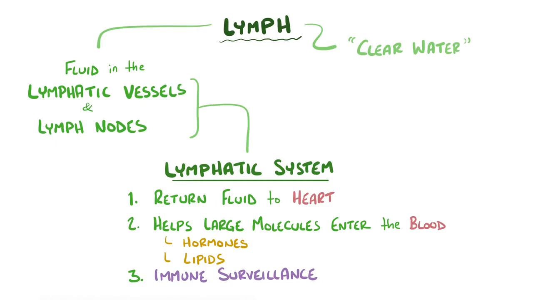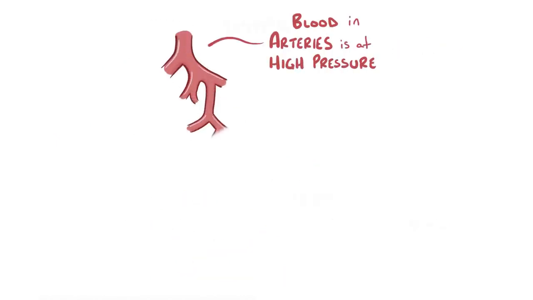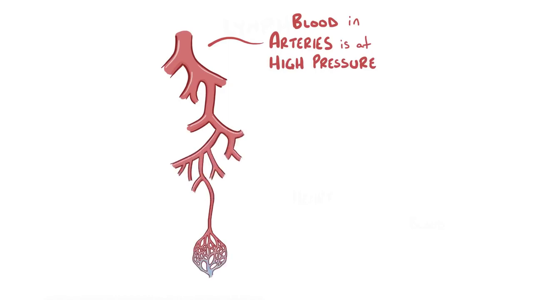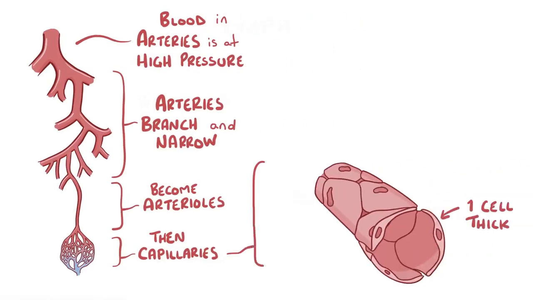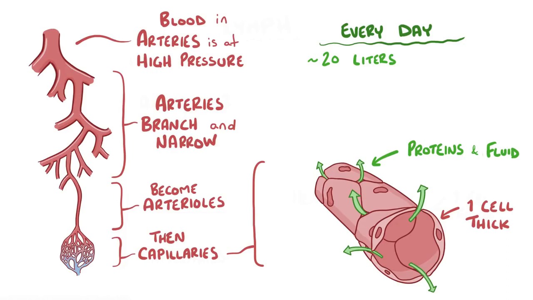So let's take a closer look at lymph and where it comes from. The blood in the arteries is under a lot of pressure because it needs to reach every little nook and cranny of the body. Those arteries branch out into narrower and narrower arteries, and then arterioles, until finally it gets to the capillaries, which have walls that are only 1 cell thick and are slightly porous. Red blood cells are too big to fit through the capillary pores, but small proteins like albumin and fluid can make it through. Every day, 20 liters of fluid, water, and protein seep out of the capillaries and become part of the interstitial fluid between the cells.